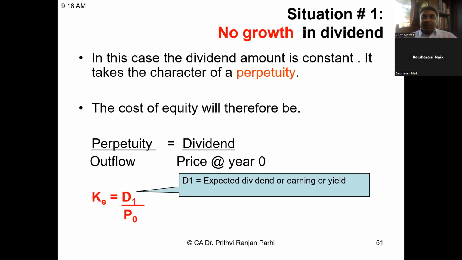First case we'll see is when there is no growth in dividend. That means the dividend is constant. Suppose you have invested 100 rupees in an equity share. Let us assume every year you are getting 20 rupees, each year 20, 20, 20, 20, like this. If each year you are getting 20 rupees, that means there is no growth in dividend. In that situation, you can apply this particular formula to compute cost of equity.